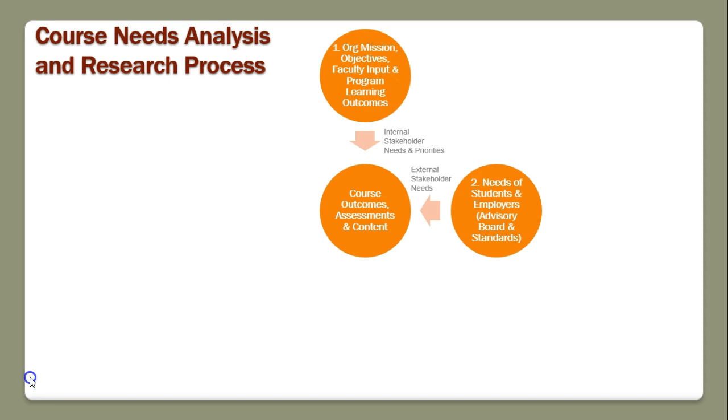The second is looking at external stakeholder needs. So that's the needs of students and the needs of employers. Often schools will use an advisory board. It's helpful to also look at standards if you're in a field that has industry standards.